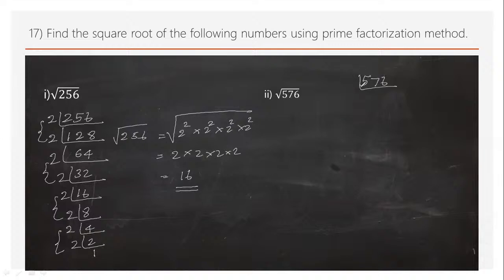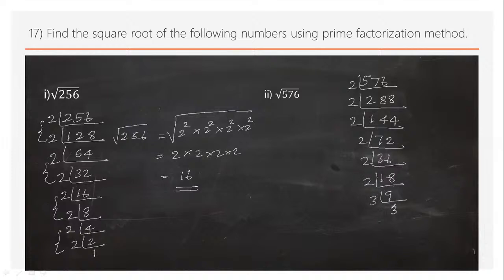And 576, divide by the smallest prime number 2, 288. Now divide by 2, 144. Again divide by 2, 72. Divide by 2, 36. Divide by 2, 18. Divide by 2, 9. Divide by 3, 3. Divide by 3, 1. Straightly I can get the square root here: 2 times 2, 4 times 2, 8 times 3, 24.